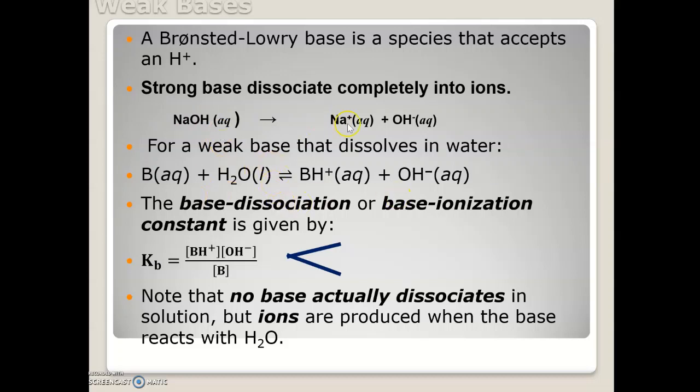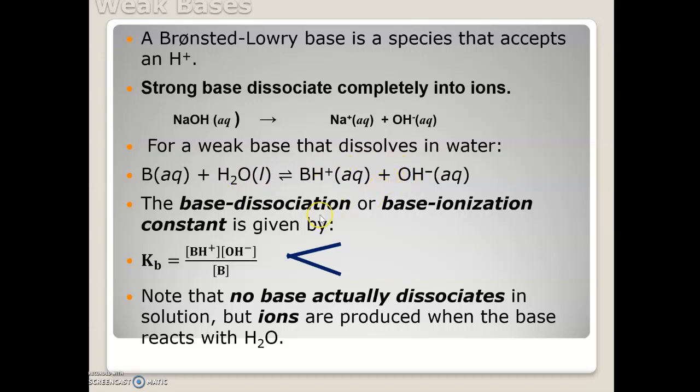As for the weak base, when they dissolve in water, they are partially ionized, so the equation will have a reversible arrow here. For example, if you have a base B aqueous reacting with H2O liquid, it will turn into BH+ and OH-. Since a base is a species that accepts H+, according to Bronsted-Lowry, B receives H+ from H2O and becomes BH+, and then H2O turns into OH-.